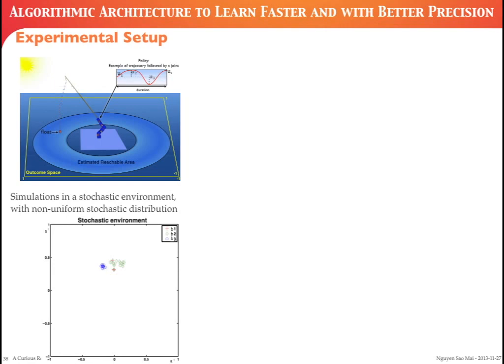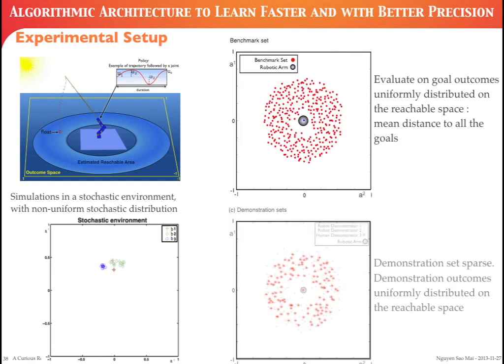The environment is stochastic, but you also see that the shape of those points is really different from one policy to the other, which means that there's non-uniform stochastic distribution. So to evaluate, as shown in the video, we set a few benchmark points. These are goals that we asked the robot to try to learn, and we will measure the distance, how close it can reach each of those points.